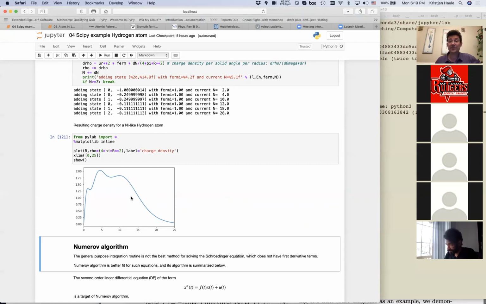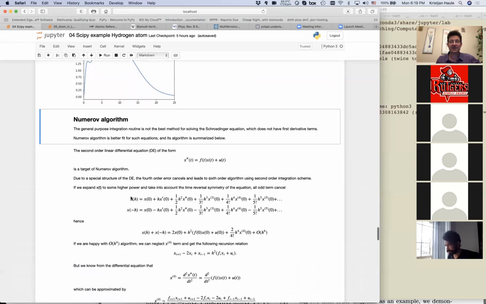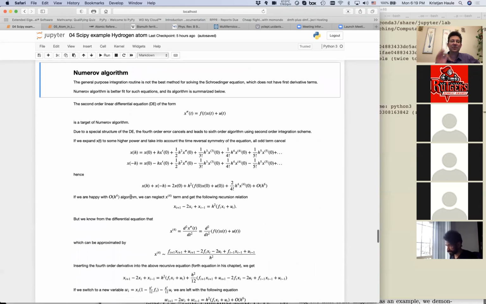So before we jump to that, we want to improve the algorithm a little bit. And there are, of course, lots of improvements we could do. But one of them, which is very simple, and I want to show you that, is the so-called Numerov algorithm. So instead of solving the Schrodinger equation with the general purpose ODE int algorithm that we've used up to now, we can make this much faster, with very small effort.